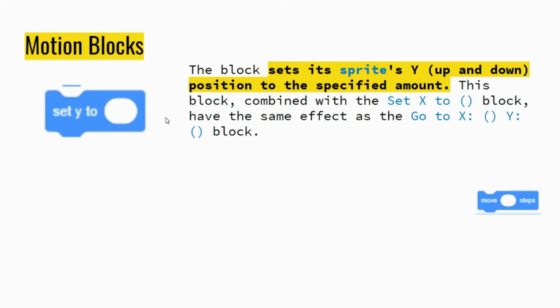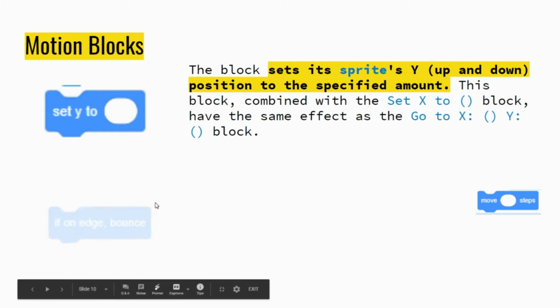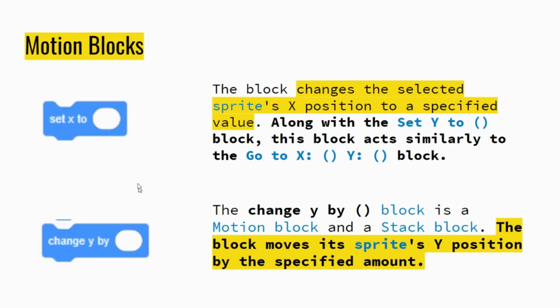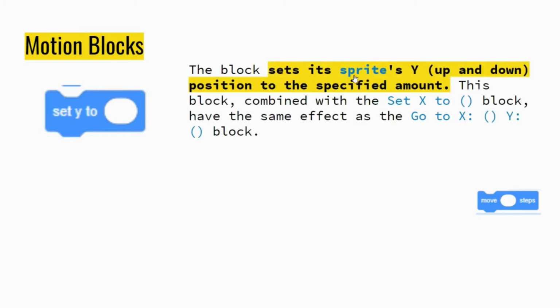Okay, so this is what I was telling you earlier, that the go to X and Y block is the same as these two: set Y and set X. Set X and set Y are the same as go to X and Y. So this block sets the sprite's Y, the up and down position, to the specified amount. As you can see, this block combined with the set X block has the same effect as the go to X and Y. So they are the same effect.